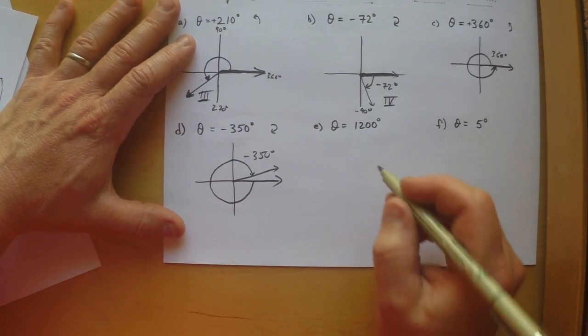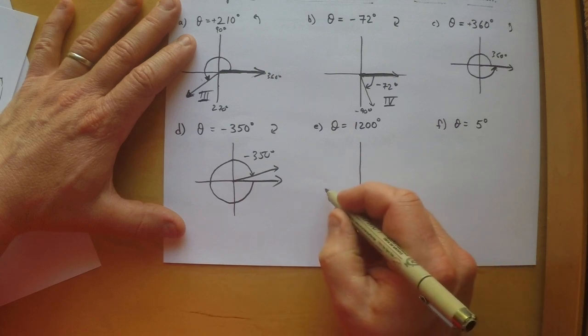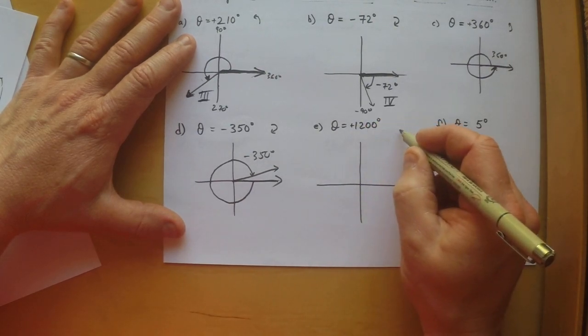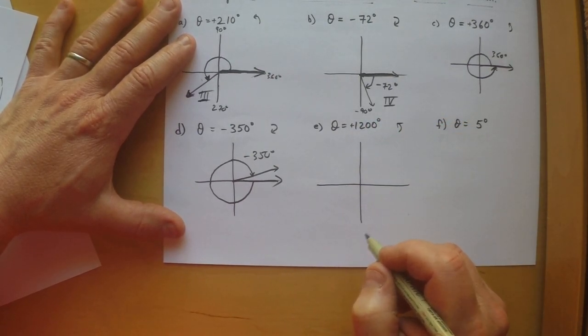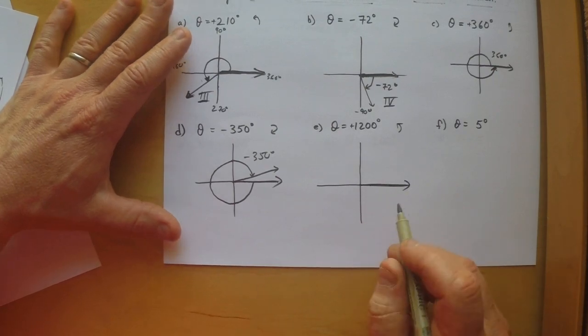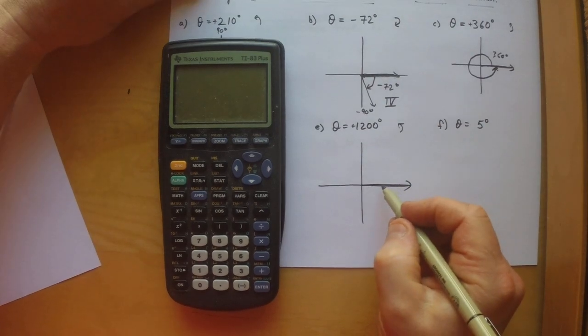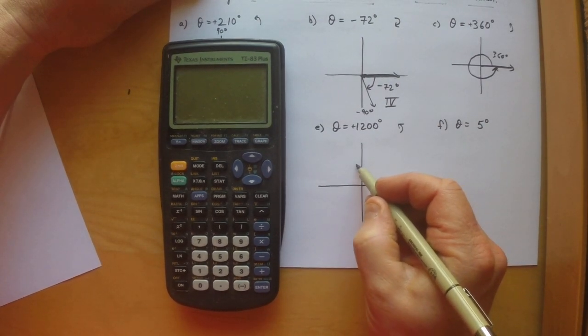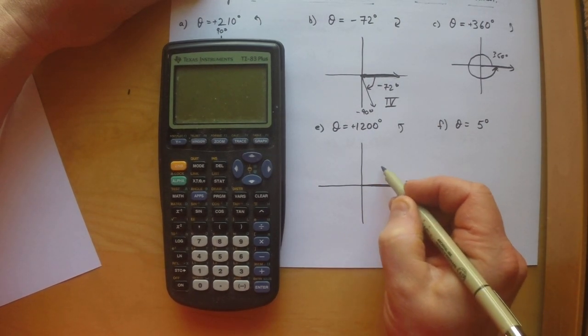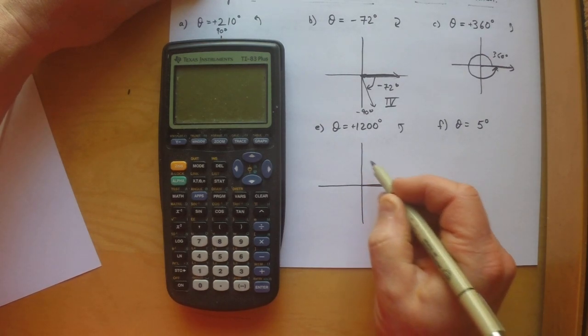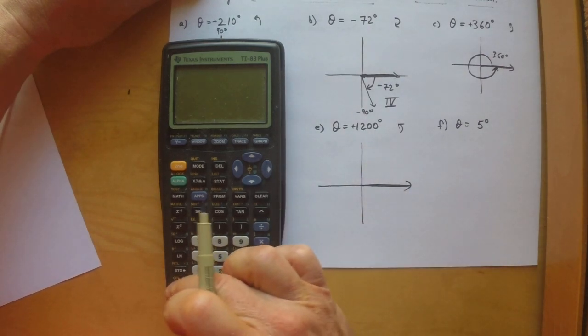1200 degrees. How do I go about doing one like that? Well, positive first of all, going counterclockwise. Starting here, I could do this a number of ways. How I would personally do it, I could just sit here and keep counting 90s, like 90, 180, 270, 360, and so on. Keep adding 90 until I get to that number or close to it.